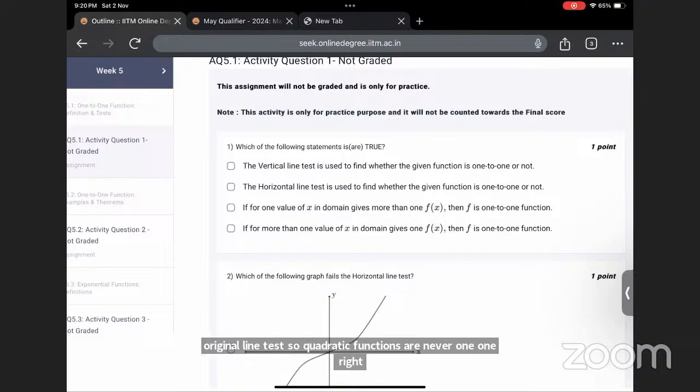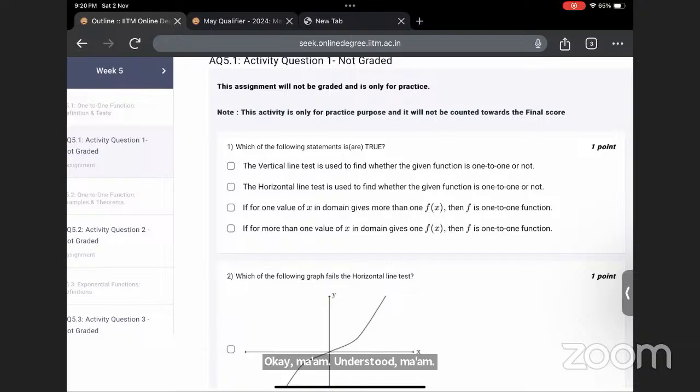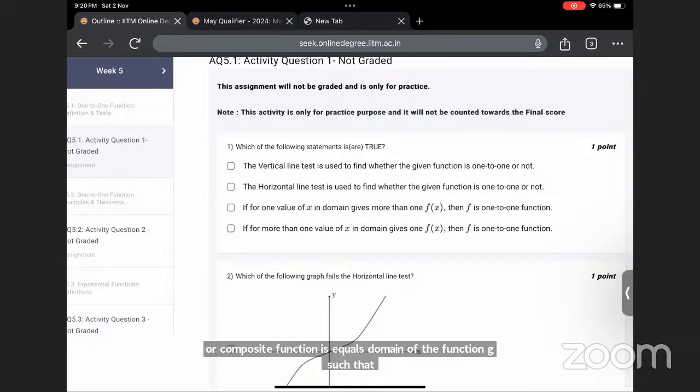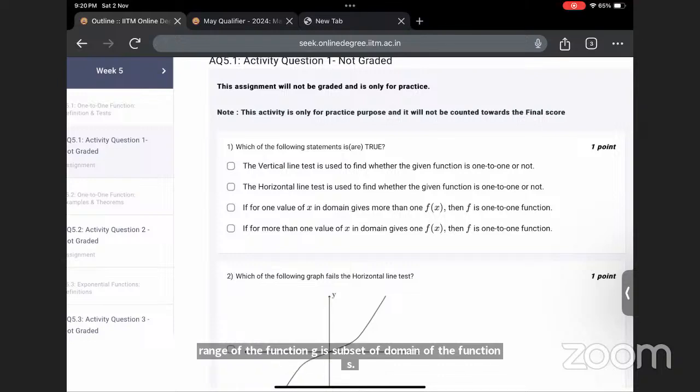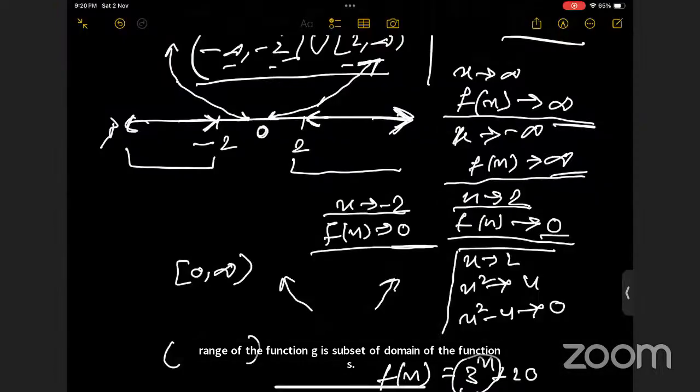Okay, ma'am, understood, ma'am. Ma'am, another one is you have said that the range of composite function f o g is the subset of domain of function f of x, right? No. Domain of composite function is equals to domain of the function g such that the range of the function g is subset of domain of the function f. Ma'am, could you put it on the paper once again, so that the words are clear?